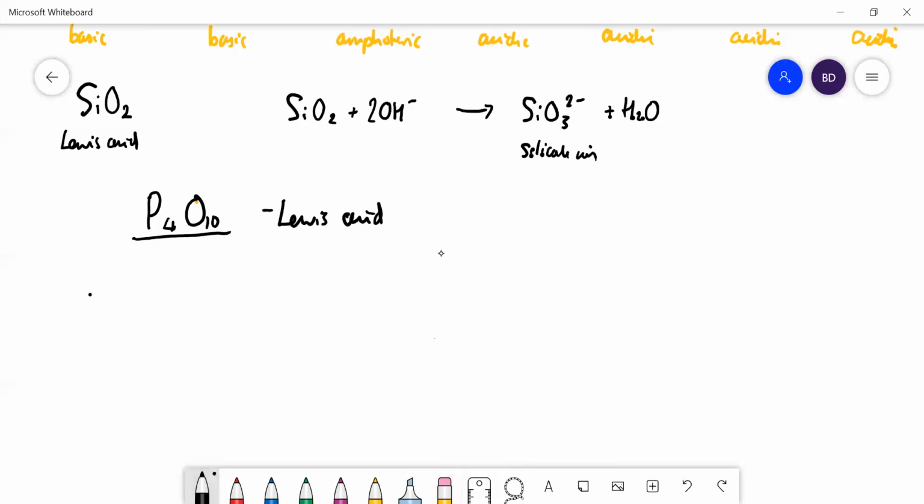Here we've got P4O10 going to react with water. Phosphoric acid is H3PO4, and that's a strong acid, so you're going to get a pH of 0 or 1. Right, we've got to balance that, so we're going to have to put a 4 in front of that. Then that means we've got 12 hydrogens here, so we're going to have to put a 6 there.